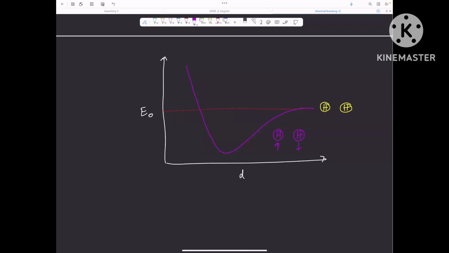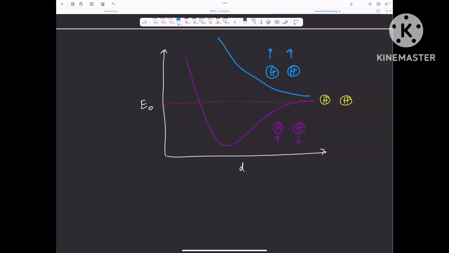Suppose they are coming with parallel spins, then their energy increases, and therefore this is the energy if both hydrogen atoms are coming with parallel spins. Because with parallel spins, initially the repulsive forces dominate, and nowhere does the attractive force start operating. Therefore, be clear about it: if the bonding electron pair has parallel spins, there is no question of attractive forces operating. Okay?